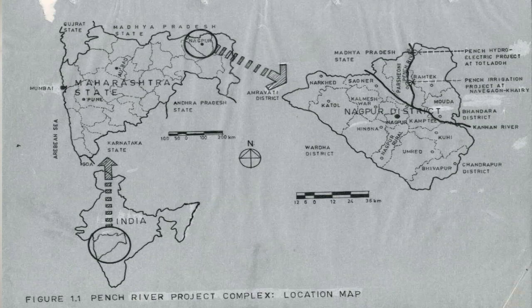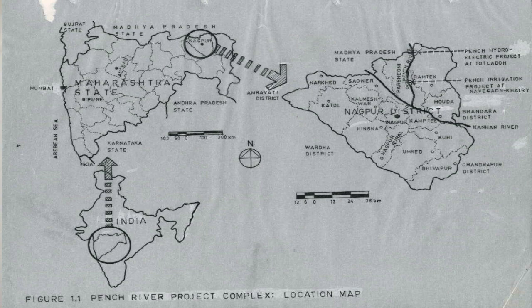The Pench project is a hydroelectric project located at Totladoh, and the Pench irrigation project is 23 km downstream of Totladoh at Navegaon Khairi. Earlier it was named Kamti Khairi. Pench River is the largest tributary of the Kanhan River, which joins the Wainganga in the Godavari basin.